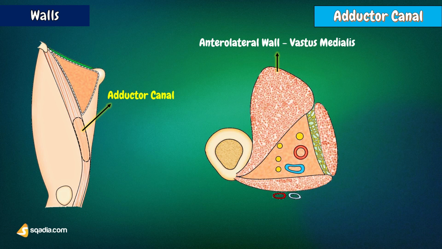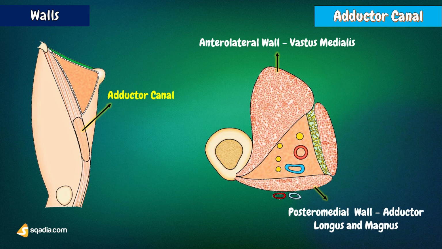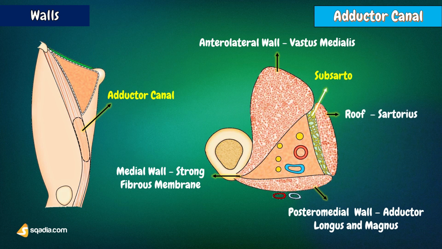The anterolateral wall is formed by the vastus medialis. The posteromedial wall or floor is formed by the adductor longus above and the adductor magnus below. The medial wall or roof is formed by a strong fibrous membrane joining the anterolateral and posteromedial walls. The roof is overlapped by the sartorius. The subsartorial plexus of nerves lies on the fibrous roof of the canal under cover of the sartorius.